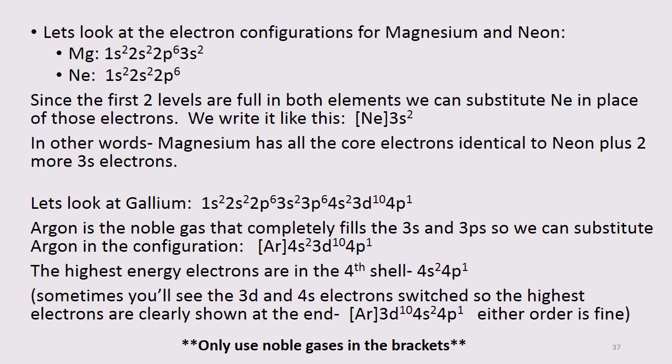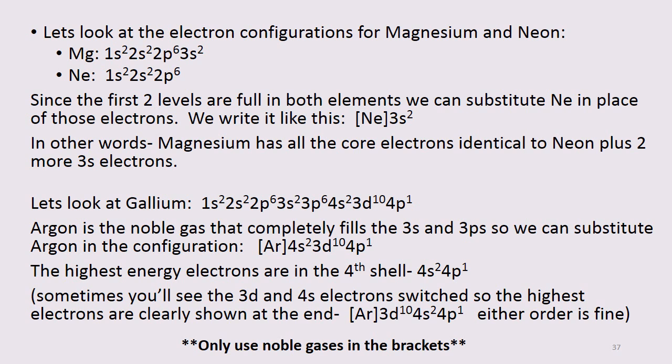Sometimes in other cases you'll see the 3d and 4s switched, so you can see here argon 3d10, 4s2, 4p1. So now you see that only the 3 fourth shell electrons are the highest energy levels. And I don't care which way you write them. You might see them one way or the other. I usually like to put the 3d after the 4s because that helps you remember the order that they fill. But it doesn't matter which way you put them.